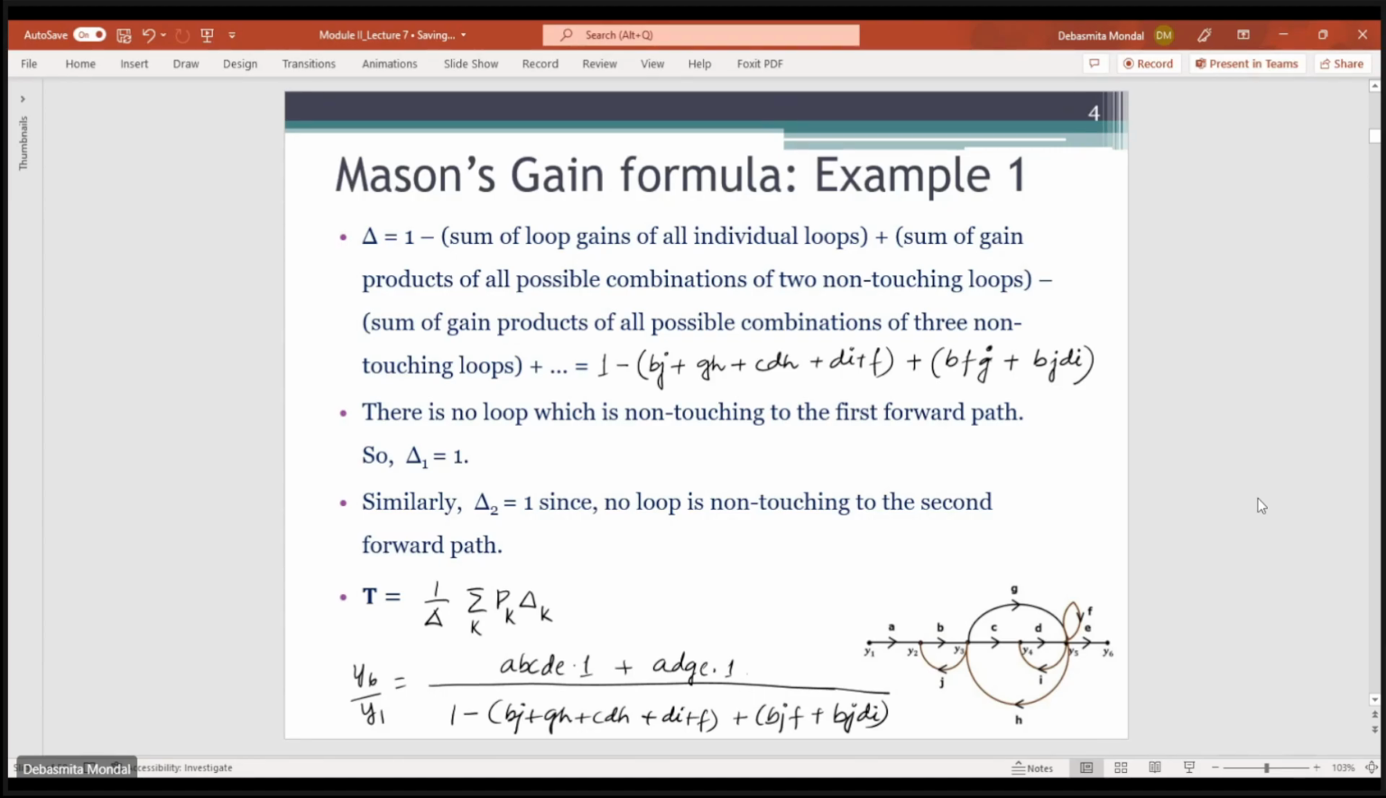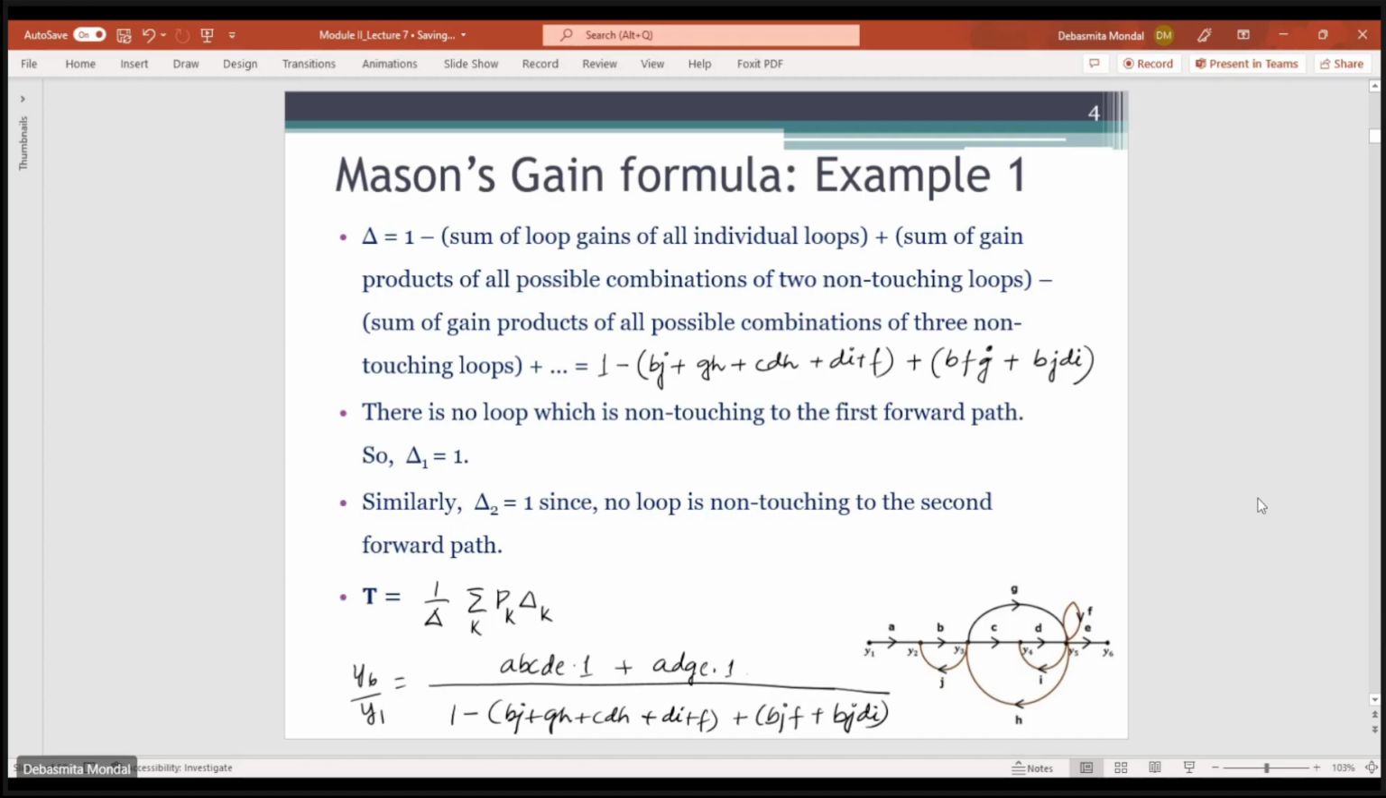So here you see that using Mason's gain formula, you just have to find out simple steps, and by combining those using this formula you can find the transfer function of the system very easily.